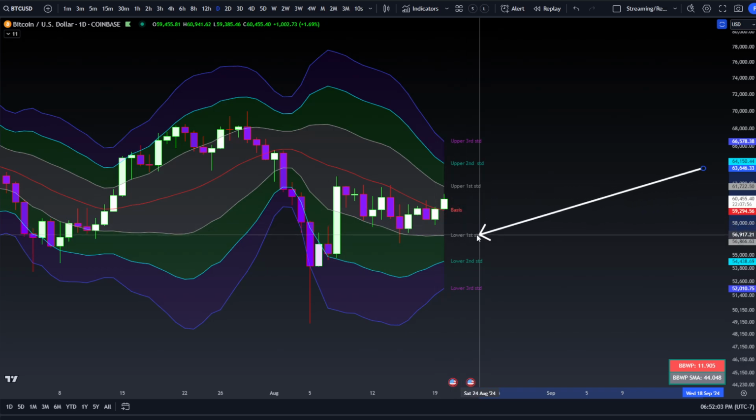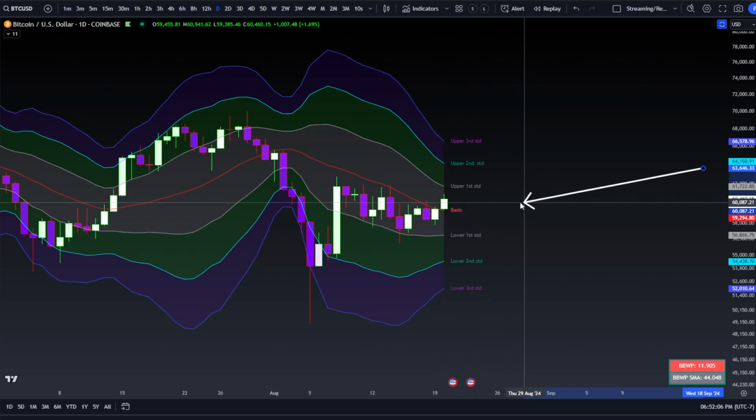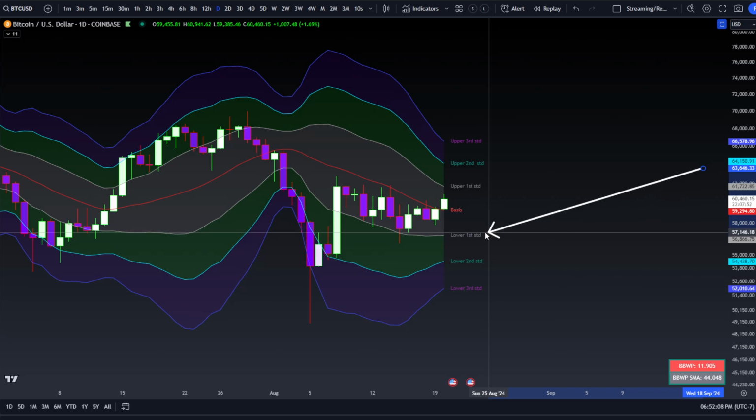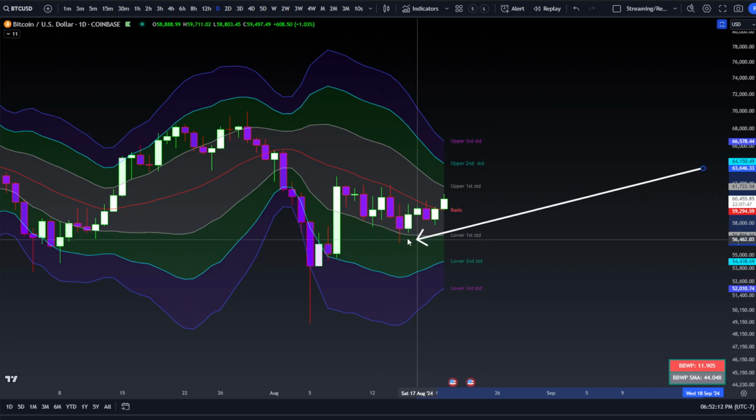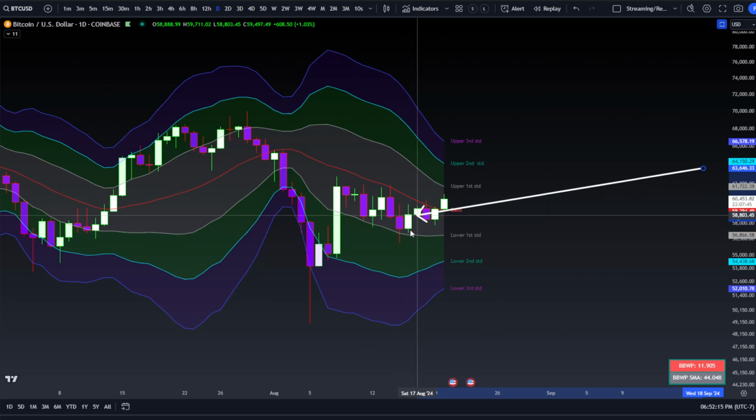I was reading the lower first standard deviation, which technically would be the main volatility level, but we'll talk about volatility a little bit later. And you can see it's right around the low side structure.